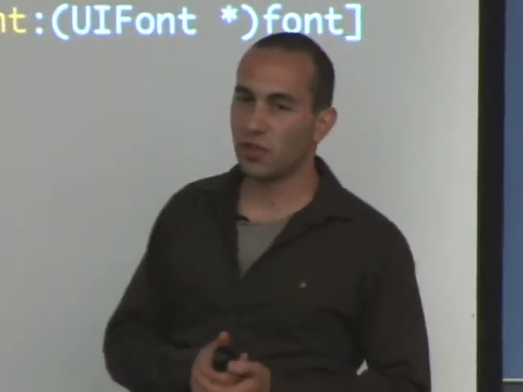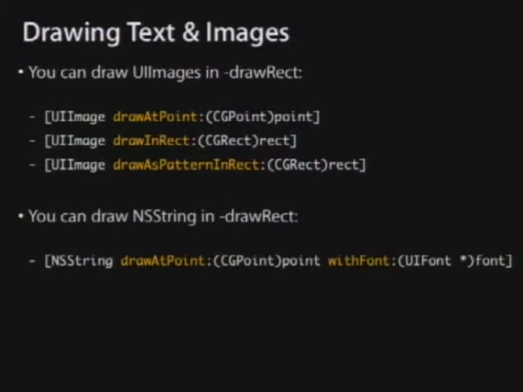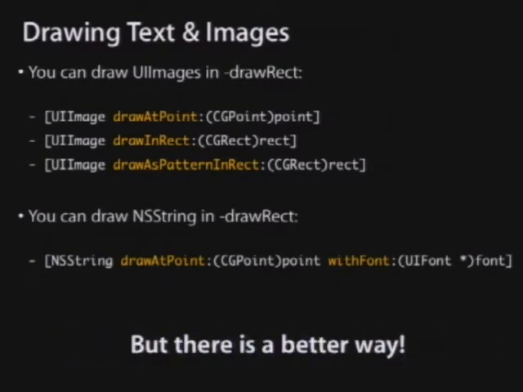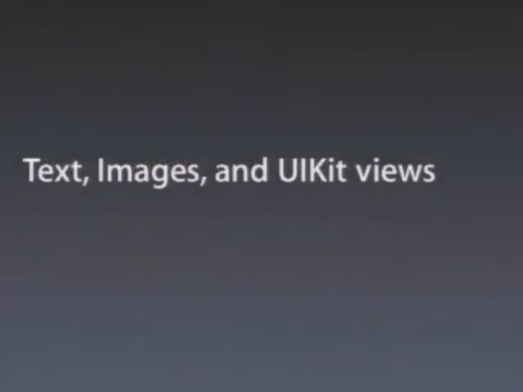So now drawing text and images. If you want to draw text and images inside of your DrawRect, you can do that. There are 3 methods on UI image: draw at point, draw in rect, and draw as pattern in rect. You can call those in your DrawRect, and they'll put them in the current context. And you can do the same with NS string, but there's a better way, right? Instead of having to draw all these yourself, we should use the UIKit subviews. There are 2 in particular: UI label and UI image view. UI image view is for images. UI label is for text.